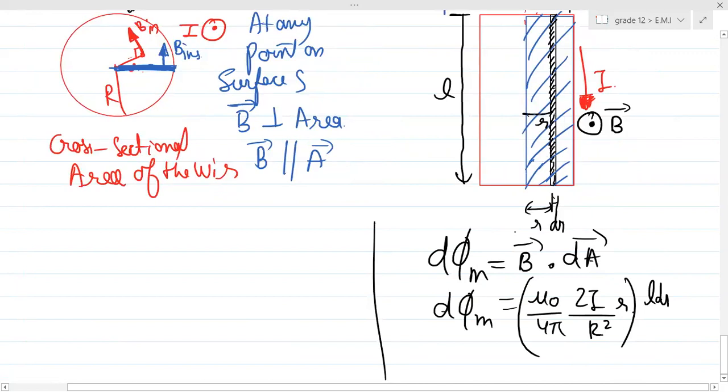This is the magnetic flux through only this strip. This is the magnetic field where the strip was present. This was the area of the strip. And can you see the angle between them is basically 0 degrees, because the area vector I'll take in the same direction.